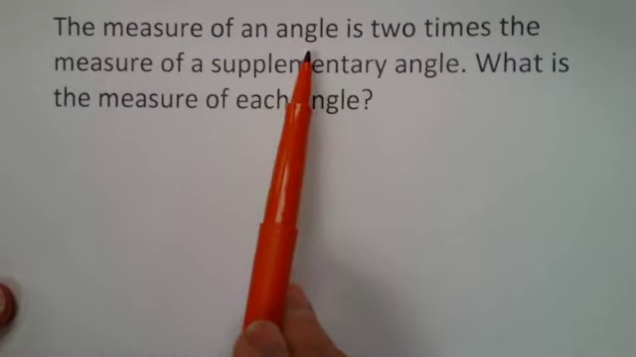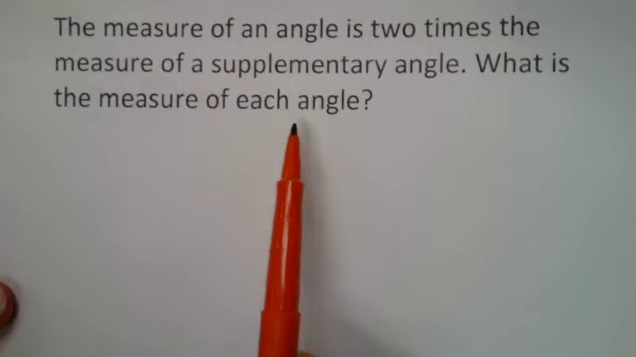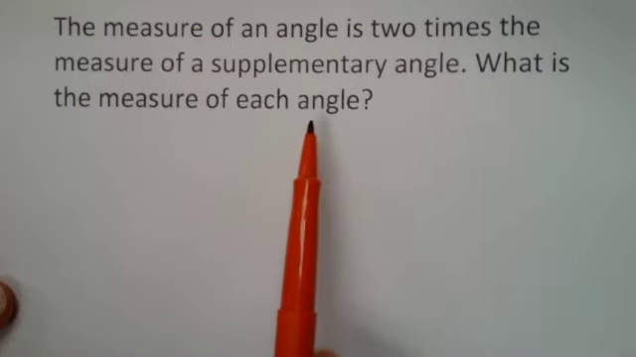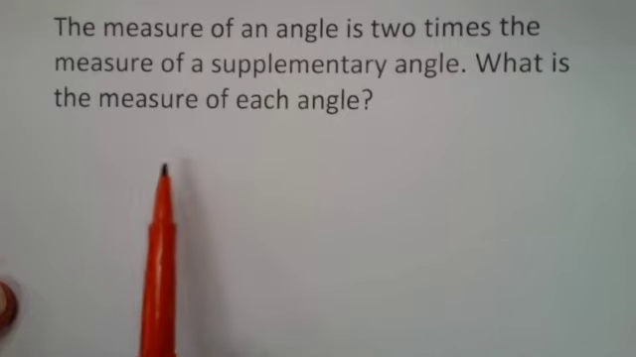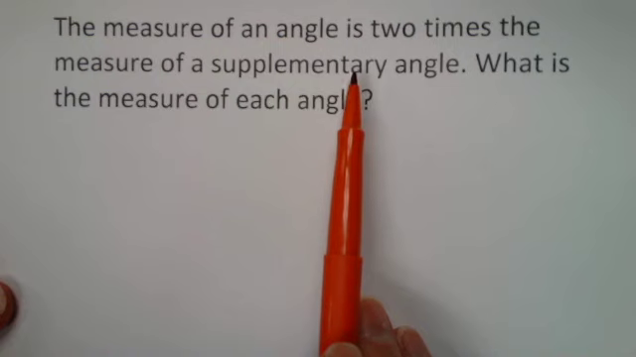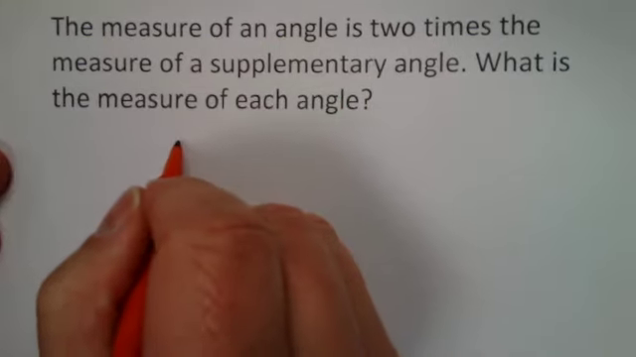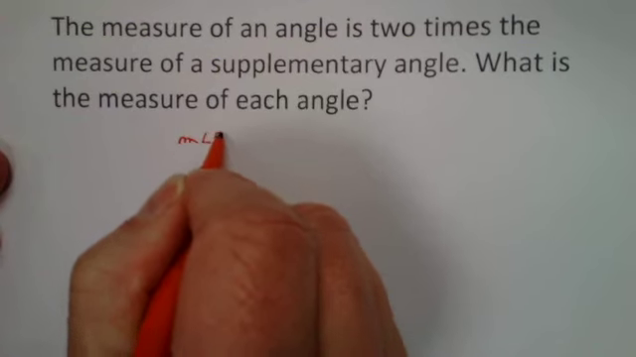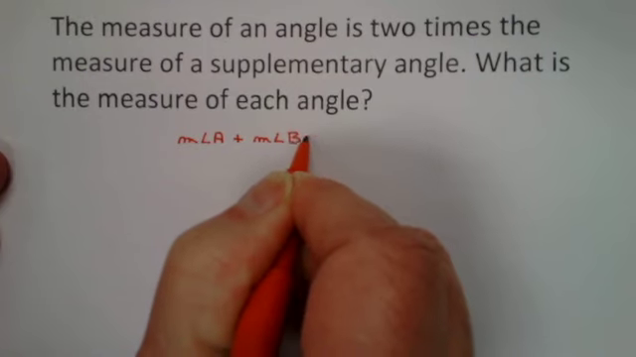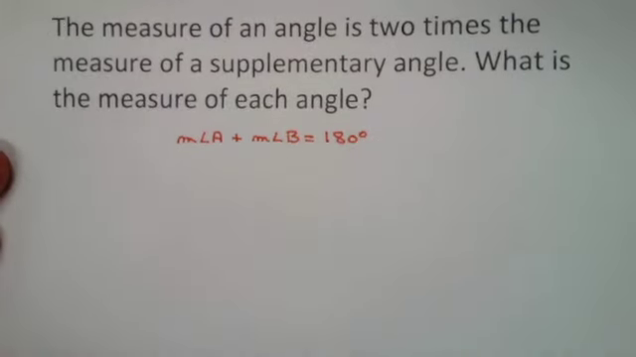The measure of an angle is 2 times the measure of its supplementary angle. What is the measure of each angle? So as soon as I see this, that means I'm going to have 2 answers. They want both angles. These 2 angles have to add up to be what? Because of this word right here, 180 degrees. So I'm going to set up a little equation here. The measure of angle A plus the measure of angle B equals 180 degrees.